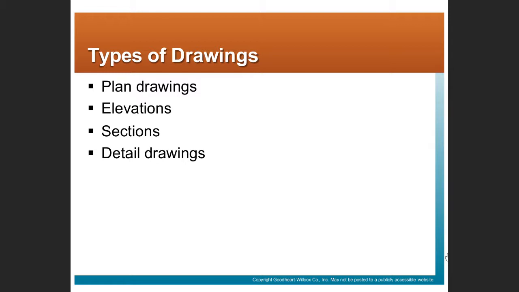Okay, so again, types of drawings. We're going to look at a plan drawing, a plan, an elevation, a section, and a detail. So we'll see what each of those types of drawings look like. Again, we're going to use various views of the building, of the structure, to convey to the construction team, to the general contractor, the people that are building the building, what the intent of the designer is.